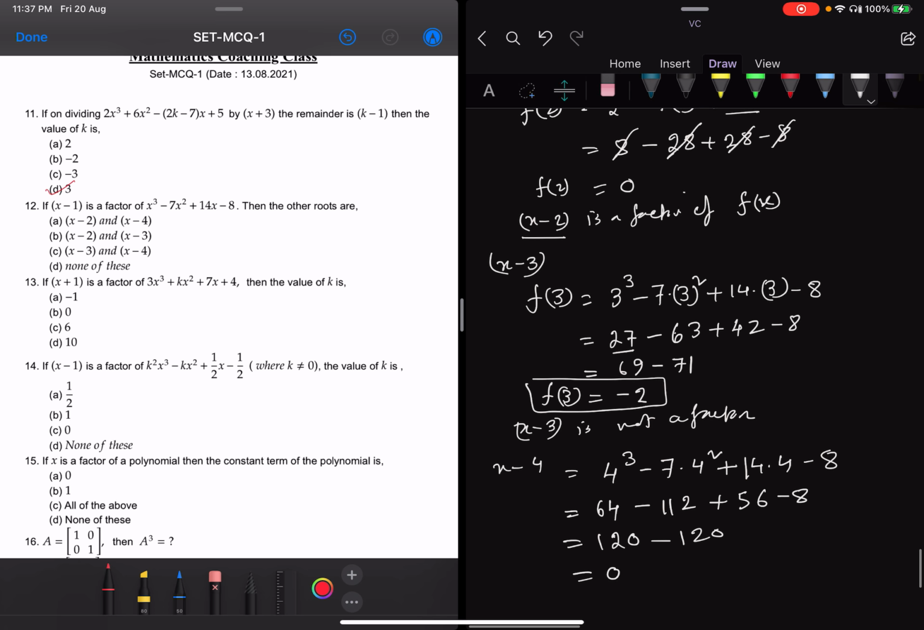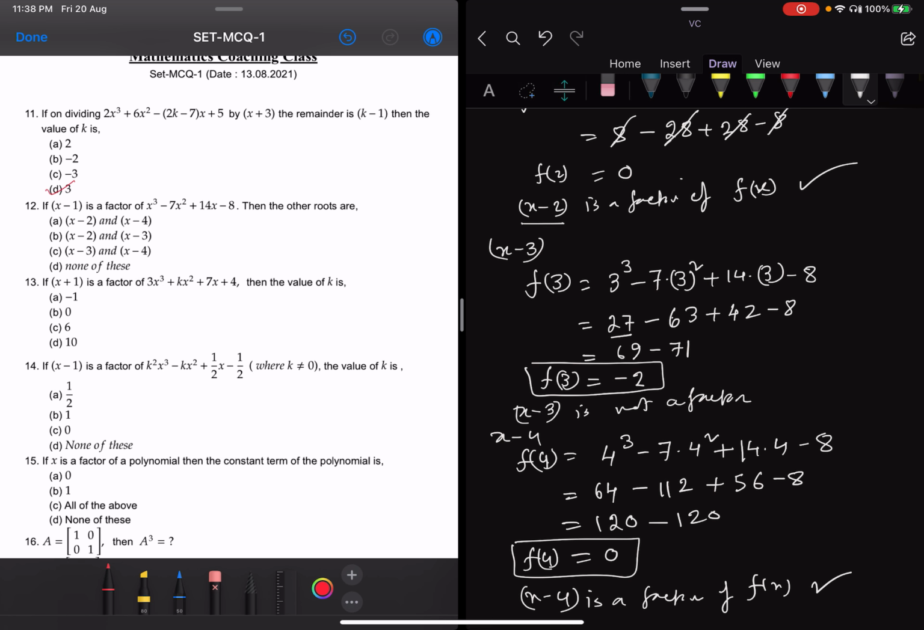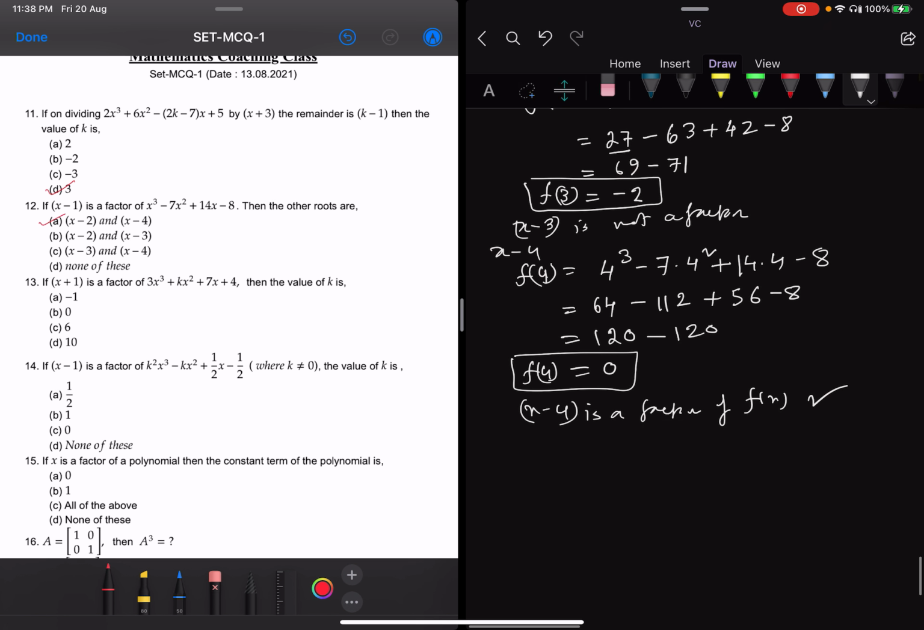We have to check x minus 4, and this is f of 4, sorry. This f of 4 equals 0. That means x minus 4 is a factor of f of x. Now you can clearly see that x minus 4 is a factor and x minus 2 is a factor. So you can consider that option A is our solution.